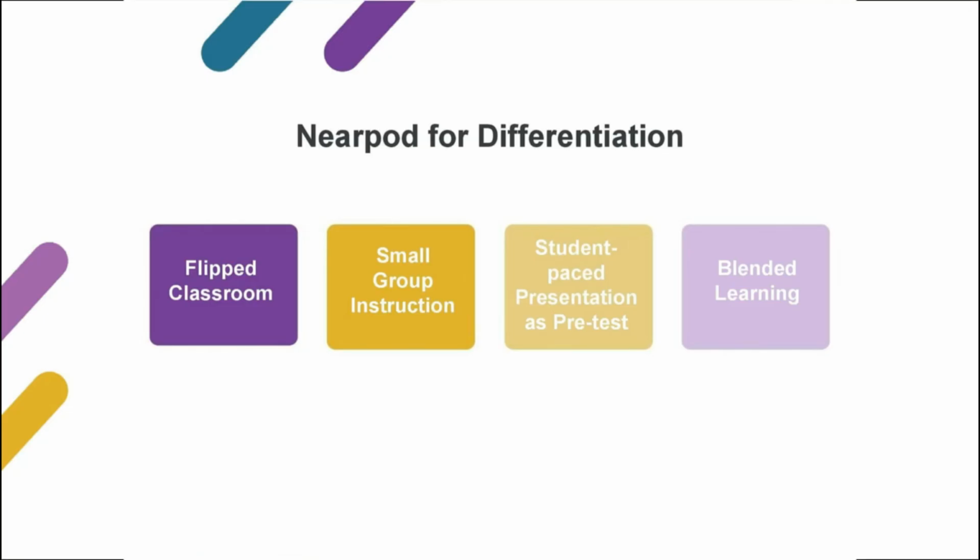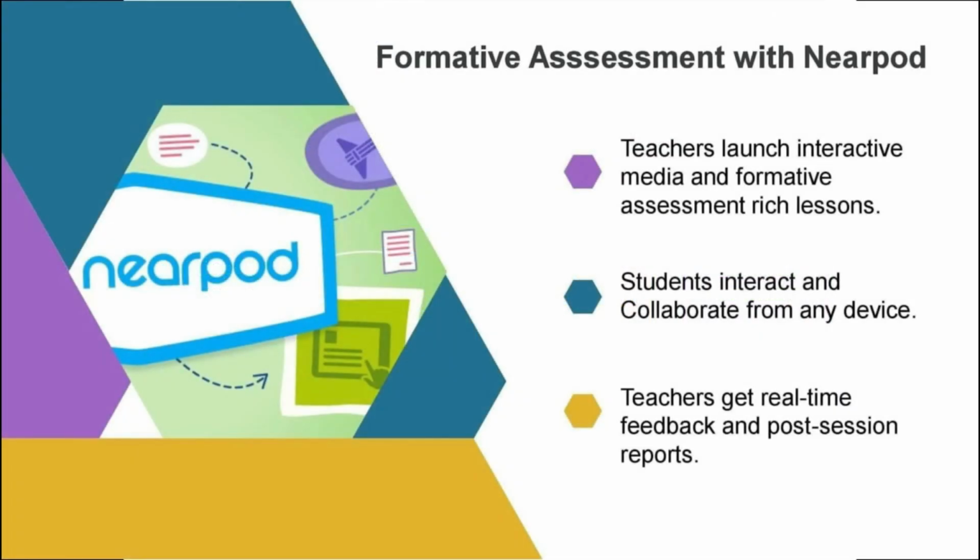So Nearpod for differentiation, as I gave you the options, there are many activities that you can go through. You will have a flipped classroom. You can make it as a flipped classroom, small group instructions. You can have quick assessments that you can take as pre-test or post-test. And of course, it's a way of blended learning. If you see, for assessment, formative assessments, it's a way easier process, and you will be able to track students' work and know their progress.